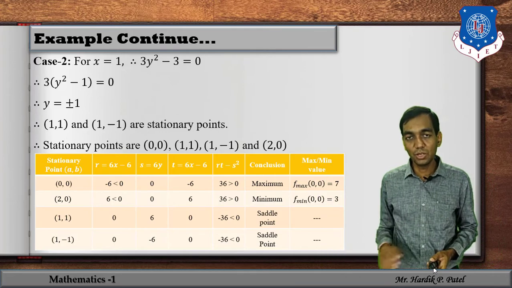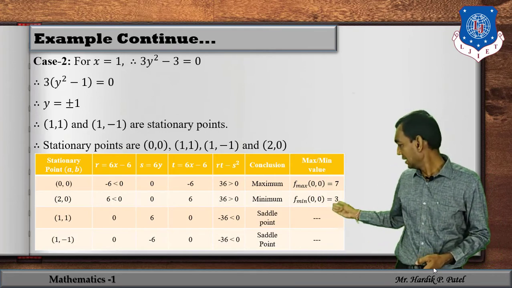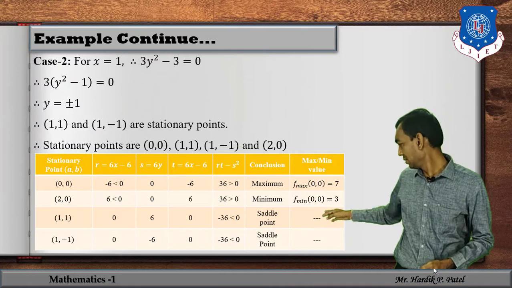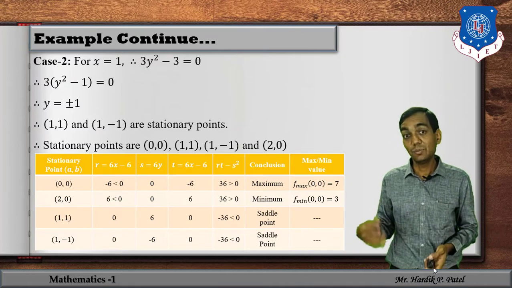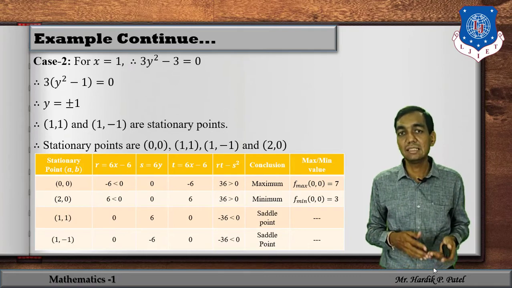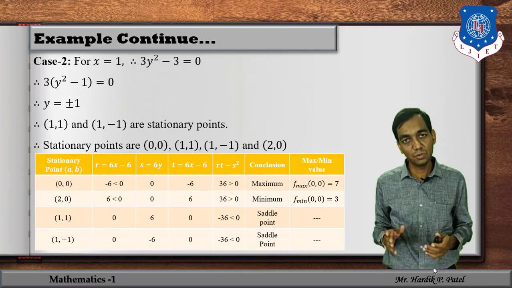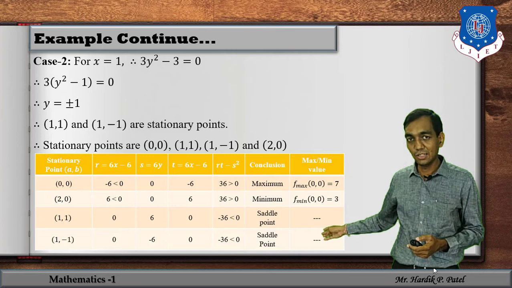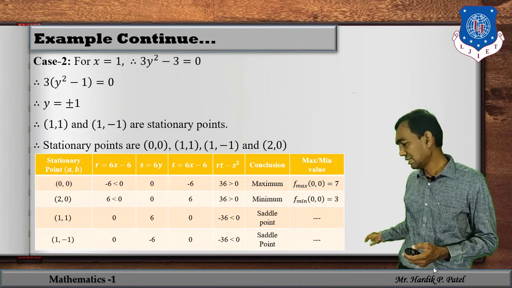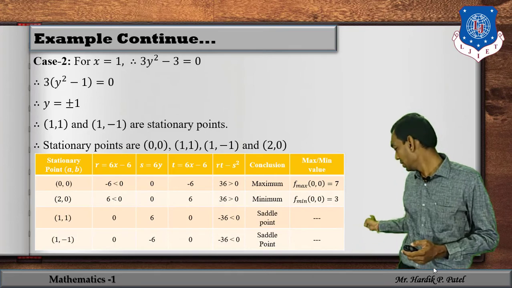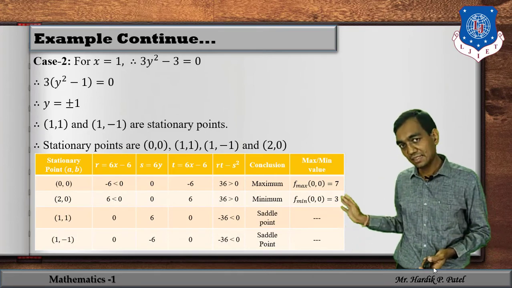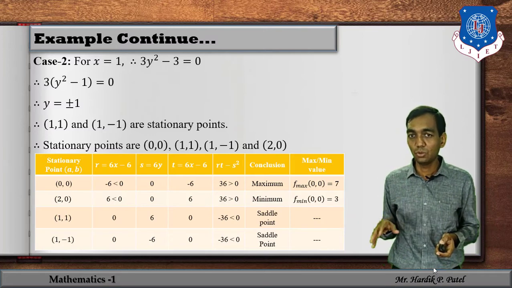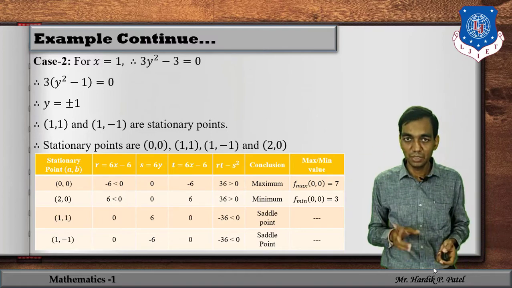Now 1 comma 1: if you put 1 comma 1 in r, s, t, then r is going to be 0, s is going to be 6, t is going to be 0, and rt minus s square will be minus 36. Now rt minus s square is negative, that means this point is a saddle point. That means your function is neither maximum nor minimum at this point. In the same manner if you put 1 comma minus 1, then r is 0, s is minus 6 and t is 0. So rt minus s square is again going to be minus 36. Since rt minus s square is negative, your point is a saddle point. So you have one maximum, one minimum and two saddle points.